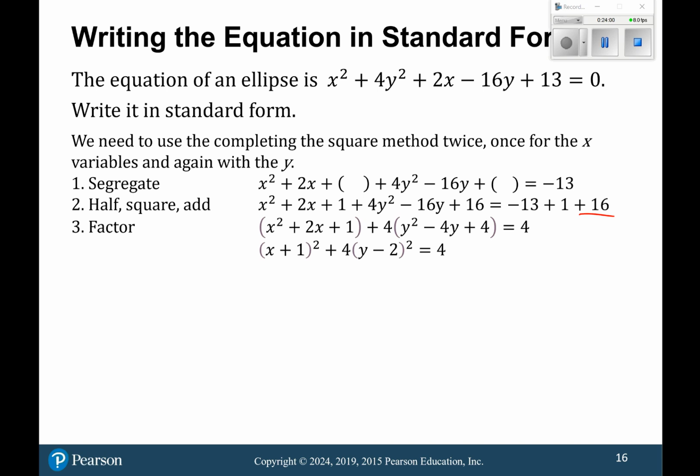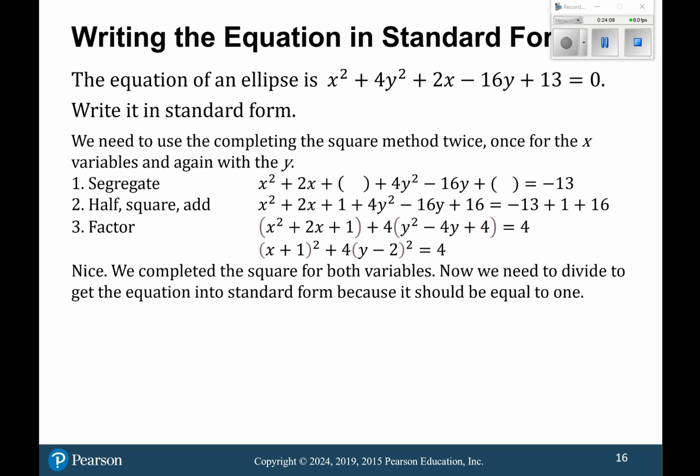And negative 13 plus 1 will give us negative 12. Negative 12 plus 16 is positive 4. Hold on, it's an ellipse. We need to make sure that we get it set equal to 1, so we're going to divide everything by 4. Here we go. The quantity x plus 1 squared over 4 plus the quantity y minus 2 squared over 1 equals 1.